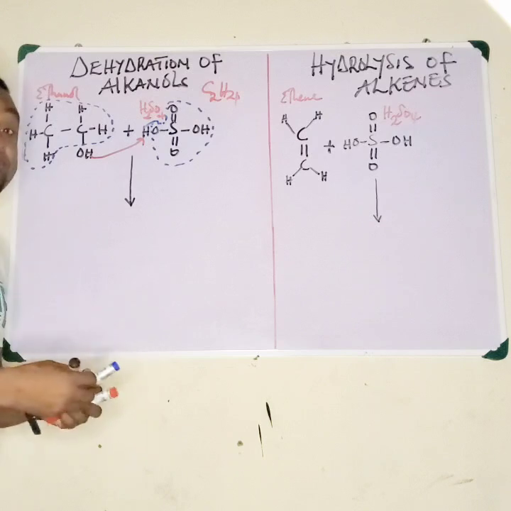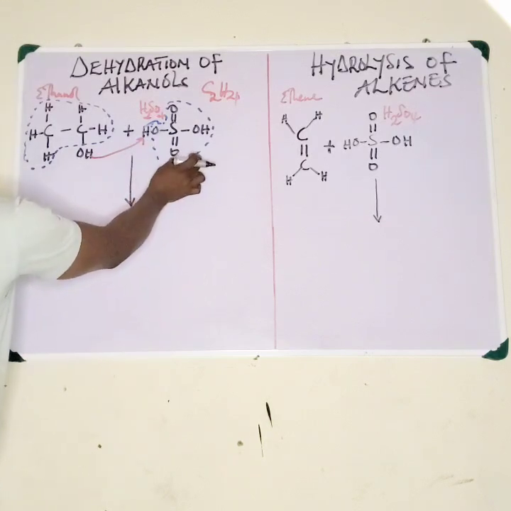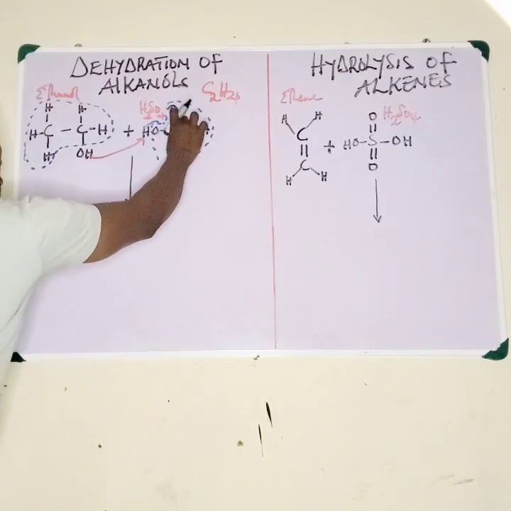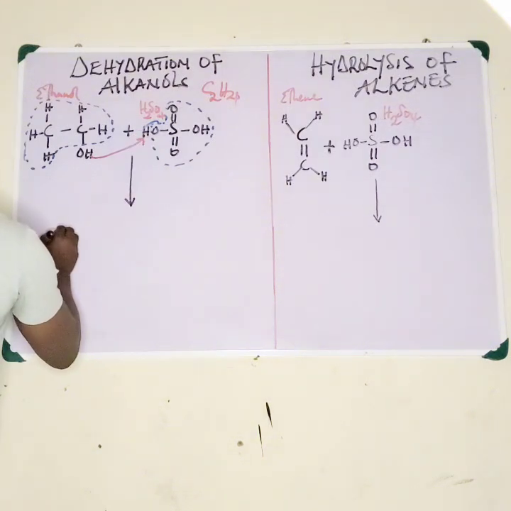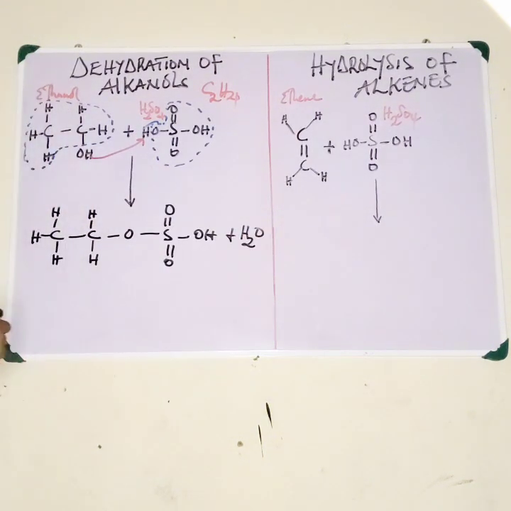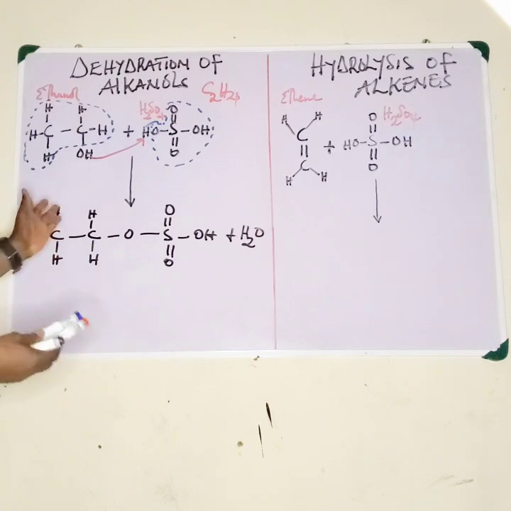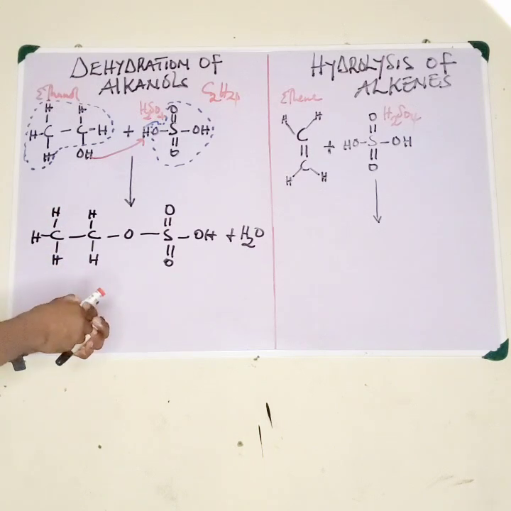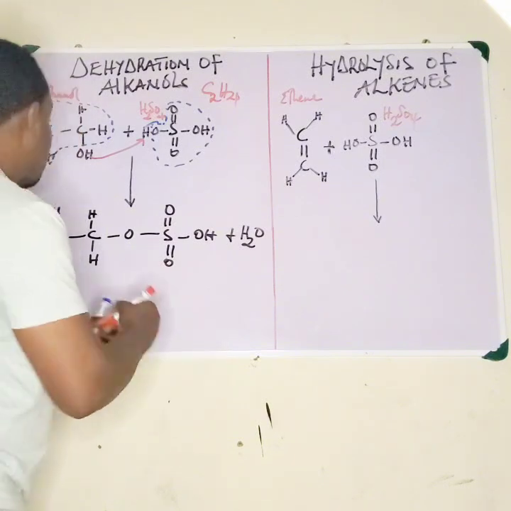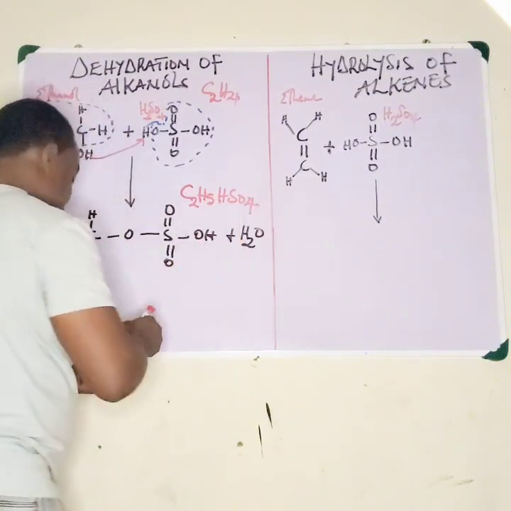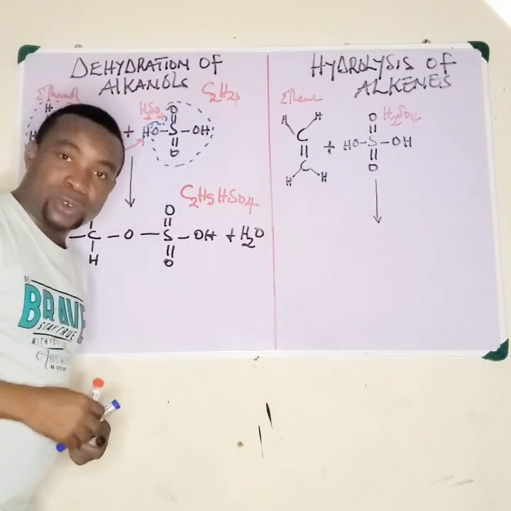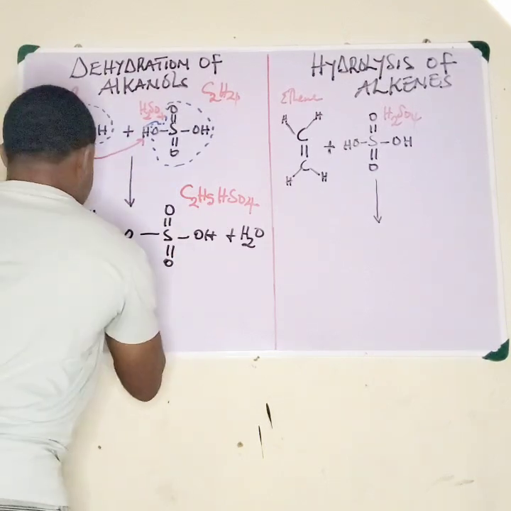So if we go by that, look at what we are going to have. We still have this, but it's only H that will move out from here. So I can start from here. That is being liberated here. Look at what is formed. This compound is known as ethyl hydrogen tetraoxosulfate 6, which is C2H5HSO4. This is ethyl.